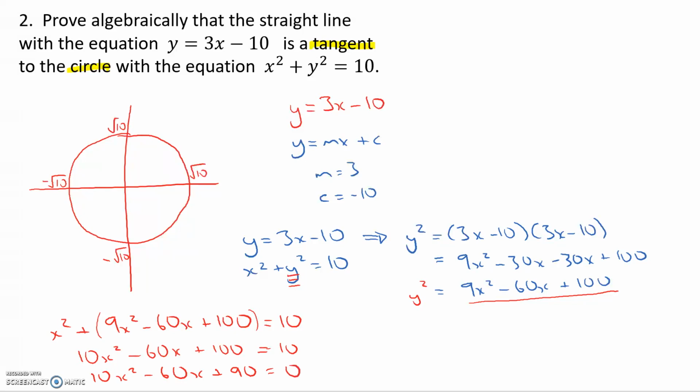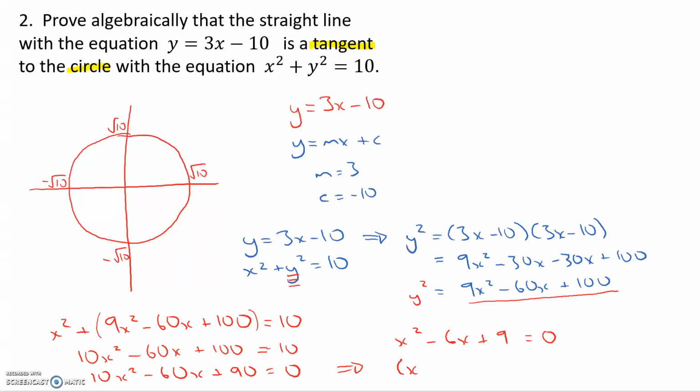Okay, now to make things a bit simpler, we can then divide through by 10. That's going to give me x squared minus 6x plus 9 equals 0. So we're allowed to do that. We can divide every term by 10. 10x squared divided by 10 is x squared, minus 60x divided by 10 is minus 6x, plus 90 divided by 10 is plus 9, and 0 divided by 10 is still 0. So that's allowed. Now we can factorise.